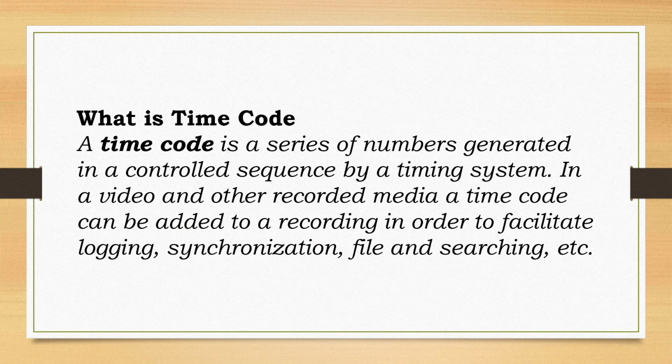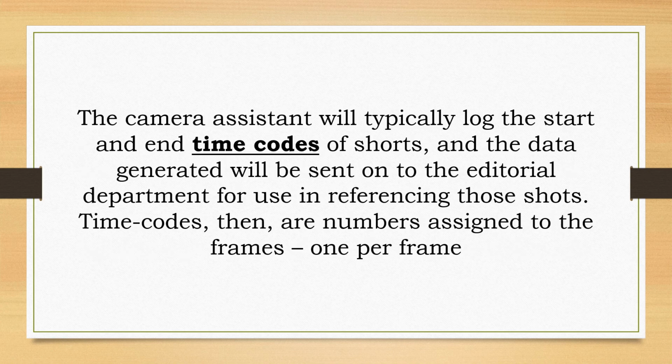A time code is a series of numbers generated in a controlled sequence by a timing system. In a video and other recorded media, a time code can be added to a recording in order to facilitate logging, synchronization, filing and searching, etc. The camera assistant will typically log the start and end time codes of shots, and the data generated will be sent on to the editorial department for use in referencing those shots.